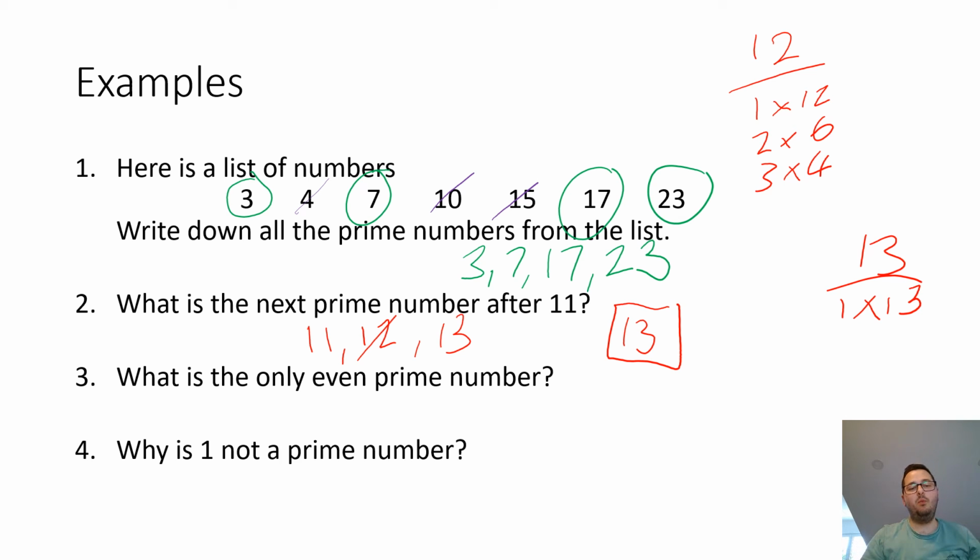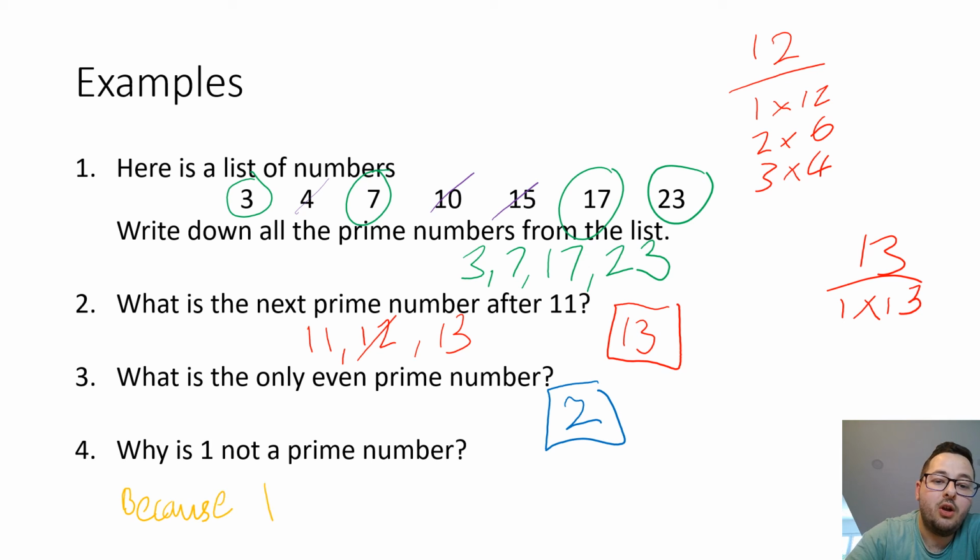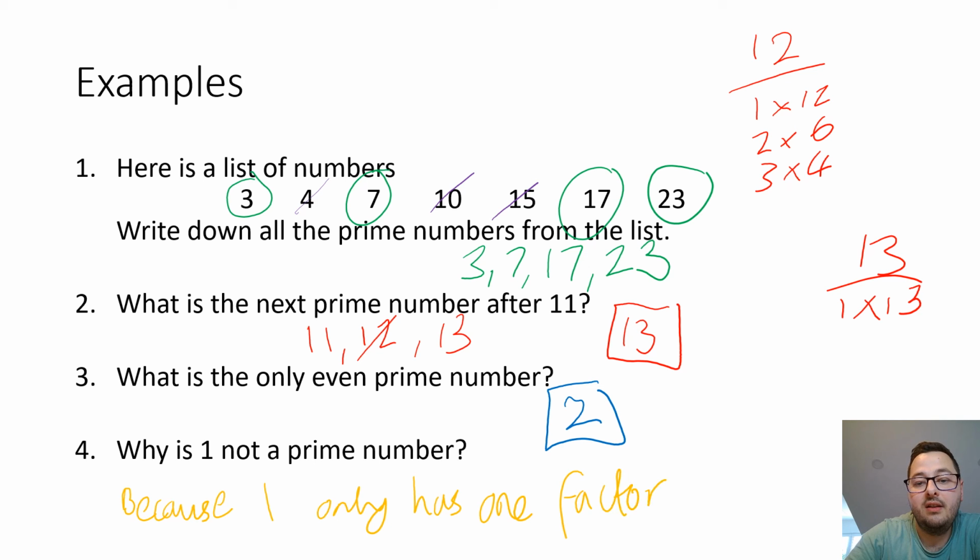Okay, number 3. What is the only even prime number? Well, we've had a little bit of a chat about that already, but it is going to be 2, because everything else is going to be in the 2 times table and not prime. And finally, number 4, why is 1 not a prime number? This is because 1 only has 1 factor, whereas prime numbers need to have exactly 2.